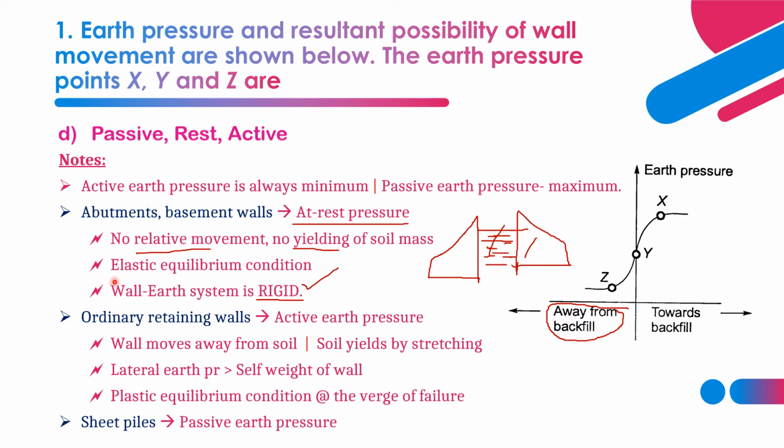So at rest earth pressure we can expect an elastic equilibrium condition, and for active earth pressure the plastic equilibrium condition will be existing at the verge of failure. The opposite of this is passive earth pressure. The wall is moving towards the soil in passive earth pressure, as you can see in this representation. So the wall is moving towards the backfill. That means the condition is passive earth pressure, and the plastic equilibrium condition will also be existing here at the verge of failure. We shall see more about passive and active earth pressure and the formulas in the upcoming questions. Now let's move on to the next question.